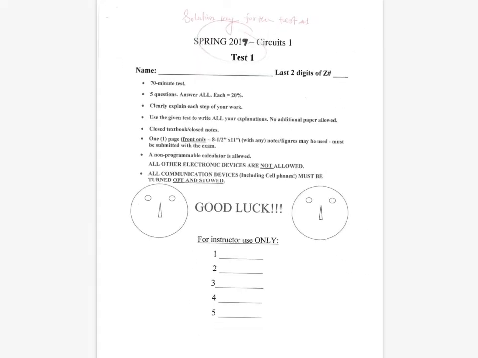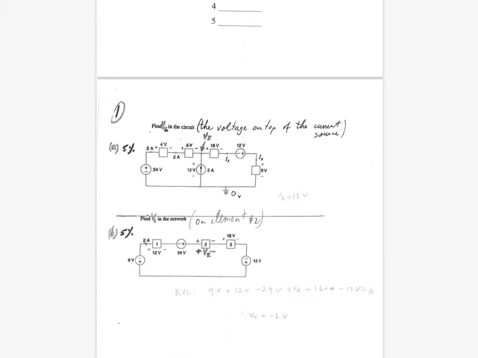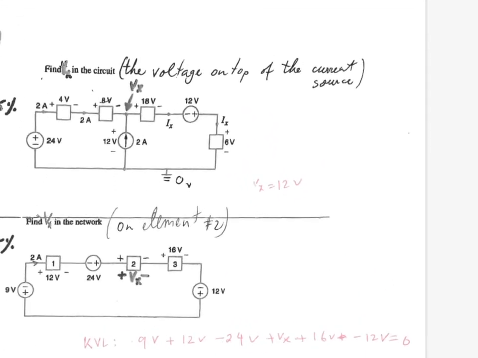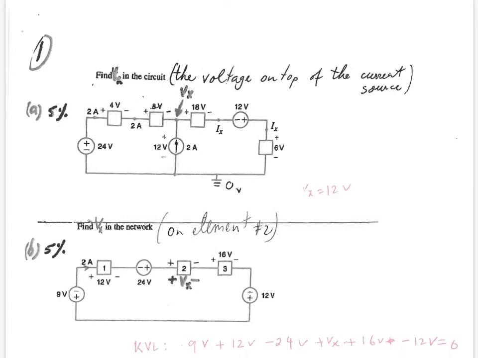Hey there, I wanted to go over Dr. Raviv's practice test, hopefully fill in some of the blanks on any of the questions that you guys have. So on these first two, what he's doing is he's going to be using KVL, which states that if you add up all the voltages, it should be equal to 0.